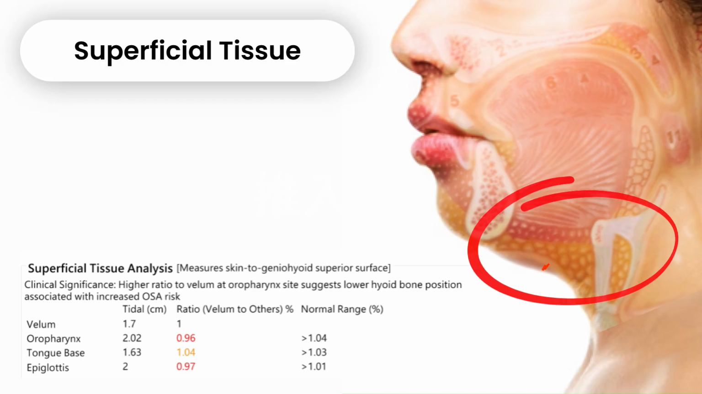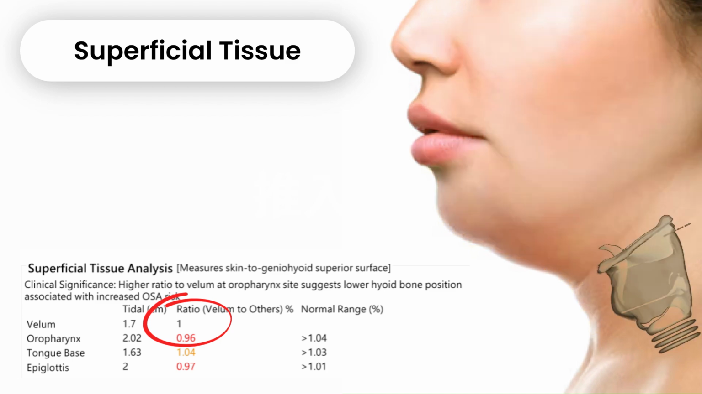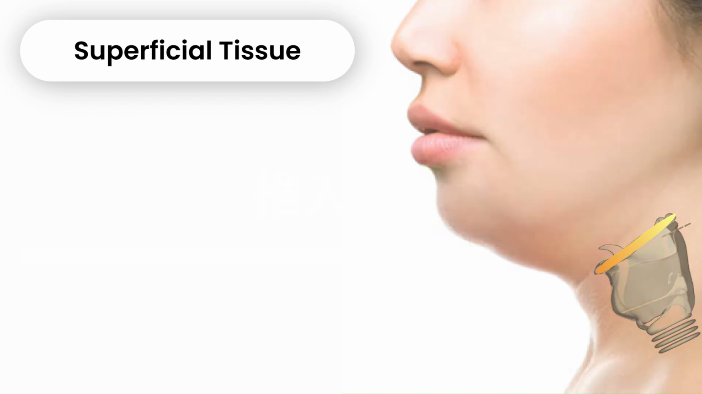Superficial tissue thickness is measured from the skin to the superior surface of the geniohyoid. Excess thickness in the velum and oropharynx can narrow the airway and increase collapse risk. A high thickness value may indicate excess tissue bulk, especially in patients with a low hyoid bone position, suggesting deeper airway obstruction. Assessing tissue thickness helps identify structural limitations that may impact airflow and treatment options.